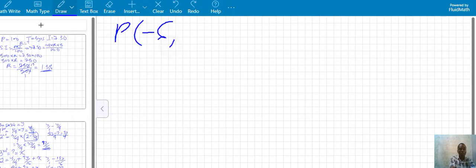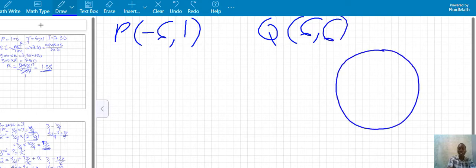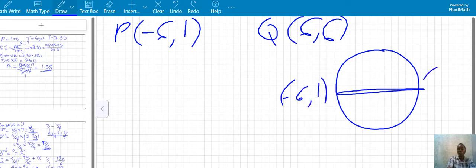Minus 6, 1. And the next one is point Q, and it is 6, 6. So if we have a circle like this, the diameter is the line that starts from one end to the other end. If this point is minus 6, 1, this point will be 6, 6. That is point Q, and this is point P.